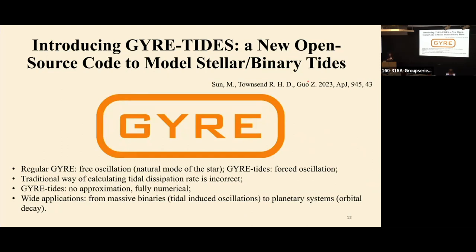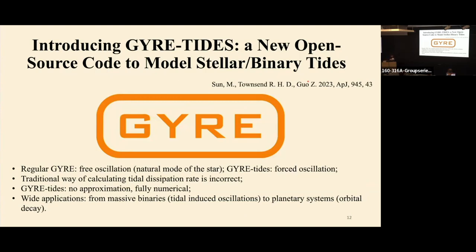And about a year ago, we added a new important functionality to GYRE called GYRE-tides. So now GYRE can do forced oscillation. The reason I introduce this open source code is that I think this is the only open source code for calculating the stellar response. And we have an active maintenance team that keeps updating it year by year.